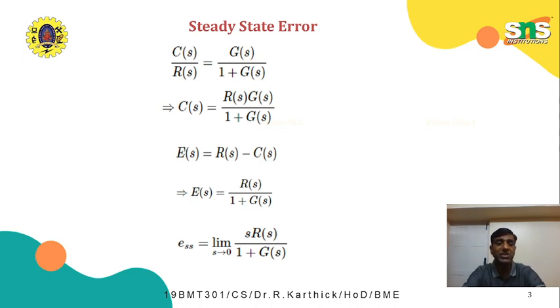Now, how does the steady state error vary based on the input R of s? You can see from the equation that the error purely depends upon the input R of s. So we define this ESS, the steady state error, in terms of certain constants which we call the steady state error constants. Initially we discuss the static error constants: what are the static error constants and how do they vary with respect to the input? We are going to discuss that.